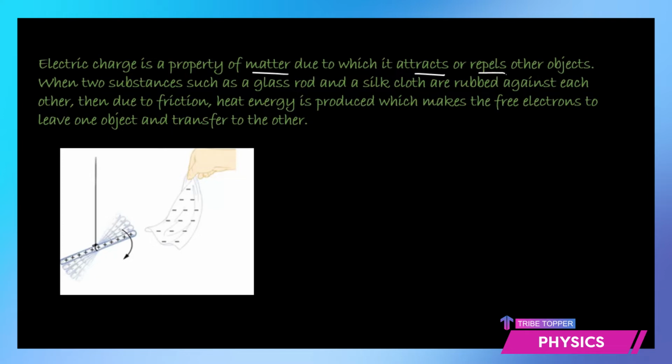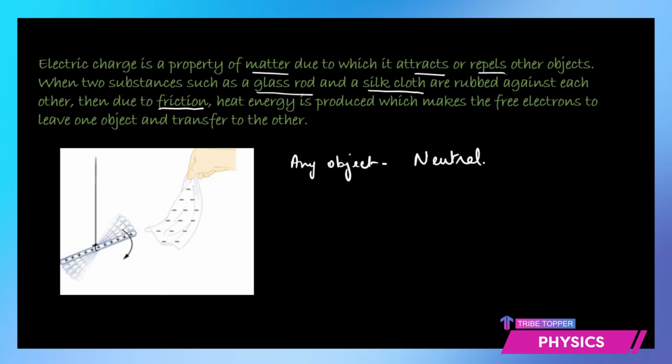Generally an atom or any object in general is neutral because every atom has an equal number of electrons and protons. So it has equal number of positive and negative charges. So any object is neutral. But when two substances such as a glass rod and a silk cloth are rubbed against each other, then due to friction, as you know, when you rub your hands against each other, you feel that friction is there and that produces heat energy. You feel the warmth in your hands.